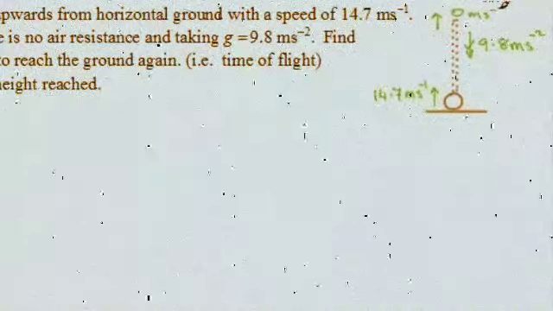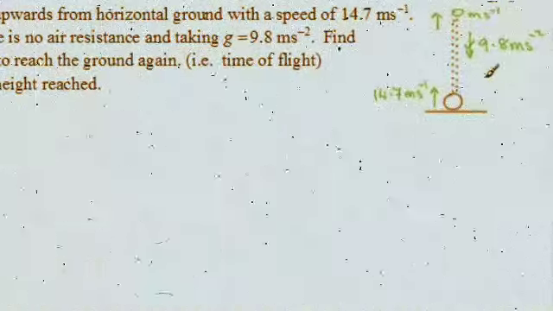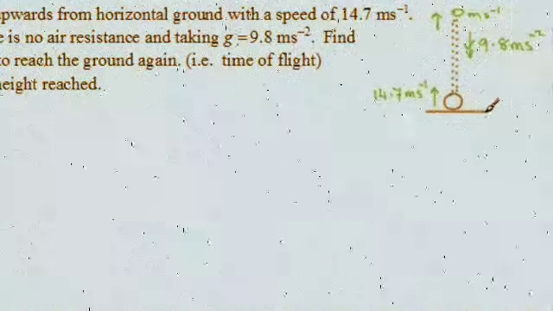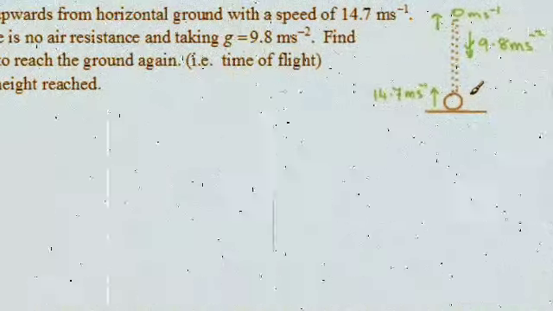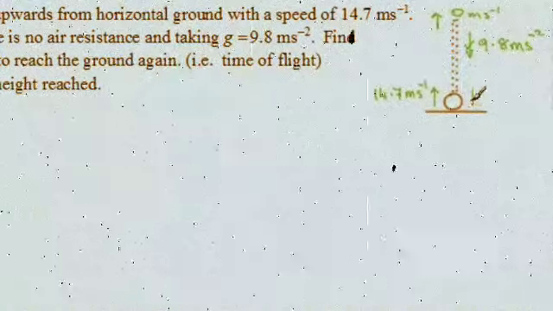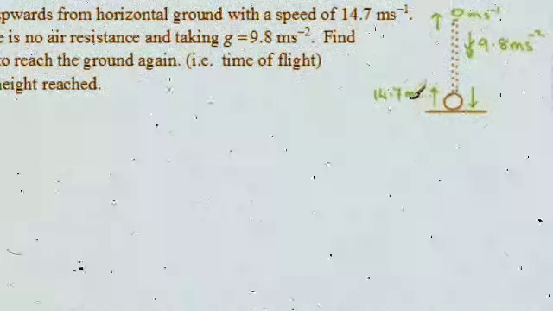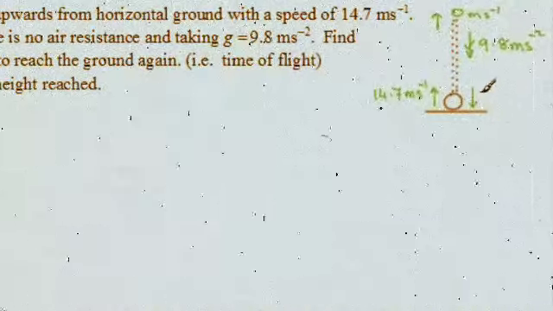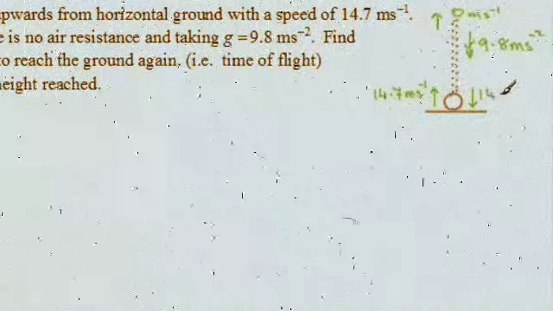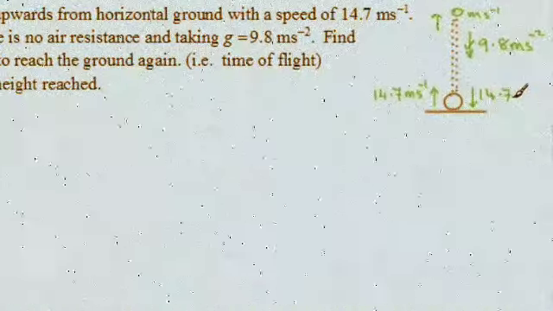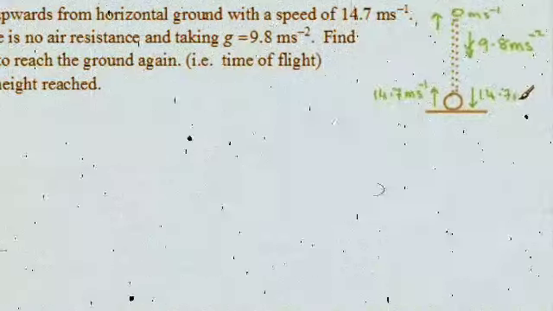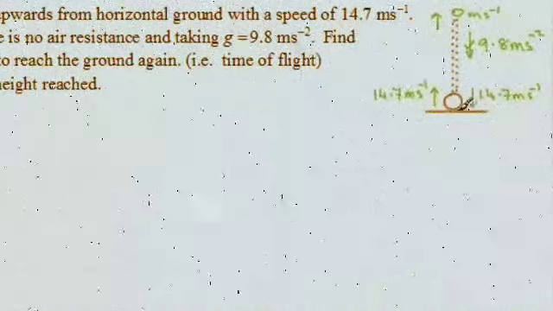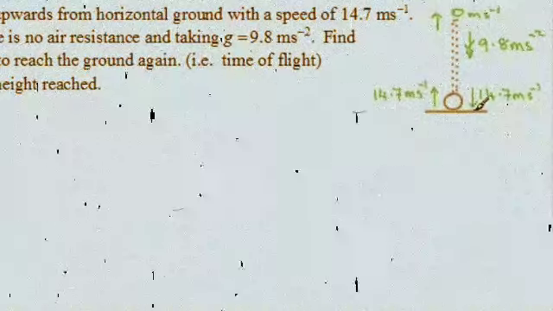per second. And when it comes down again, when it reaches this same level that it was projected from, it's going to actually be travelling at the same speed as it was originally projected at, but only in the opposite direction. Quite often people ask me, why hasn't it come to rest? Why isn't it 0 when it hits the ground? Well, we're looking at the instant just before it hits the ground.